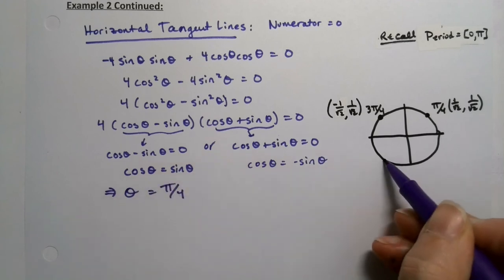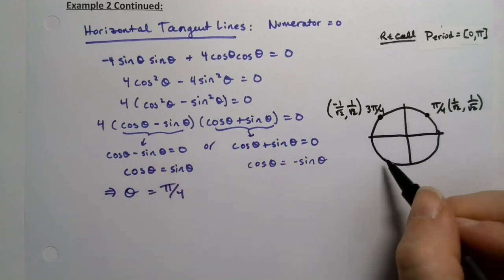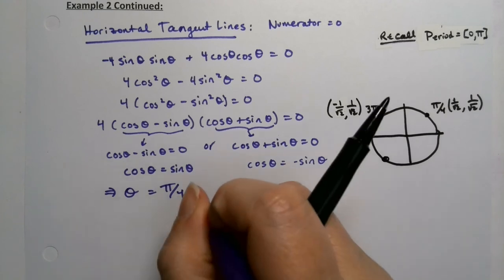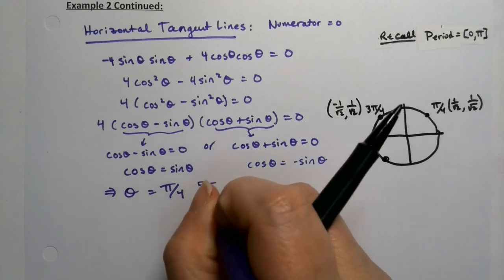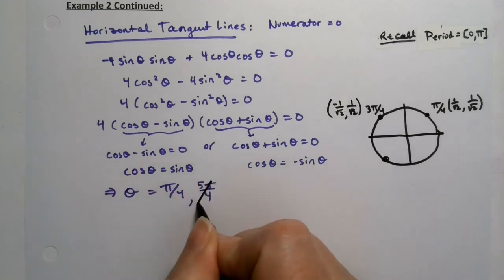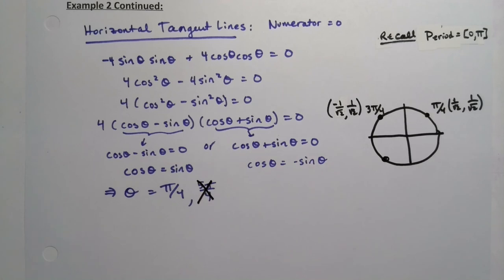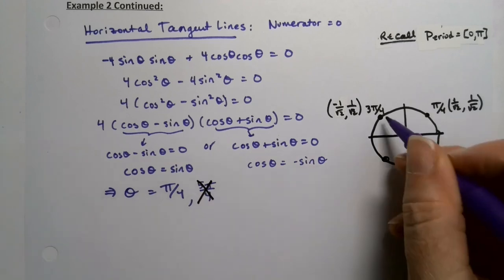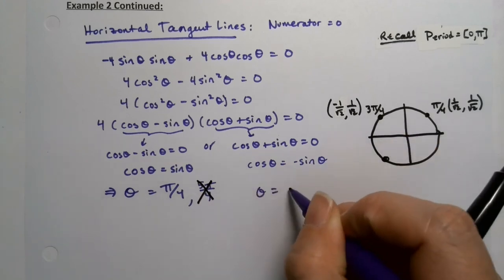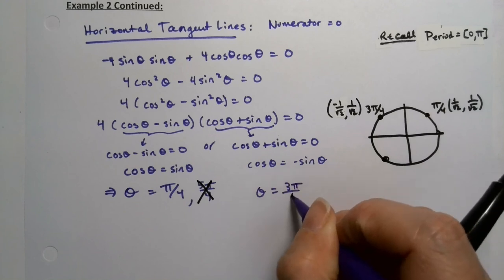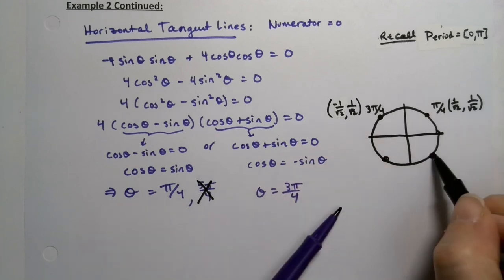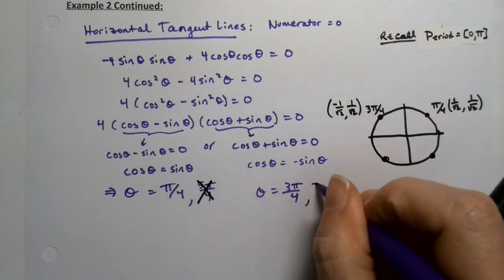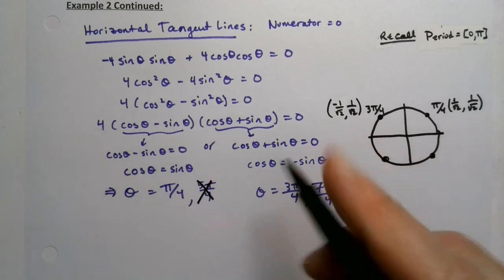Technically, it also happens down here in this quadrant, but that quadrant's not in our period. So I'll write it down, but I'll cross it off. So 5 pi over 4, not in the period. Ignore it. And then this one would get us 3 pi over 4. And technically, this point down here as well, which is 7 pi over 4. But 7 pi over 4 is not in our period.